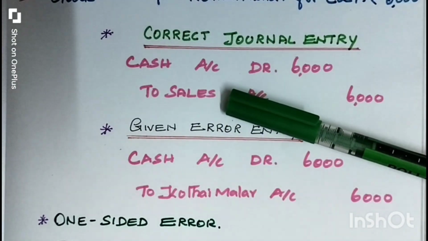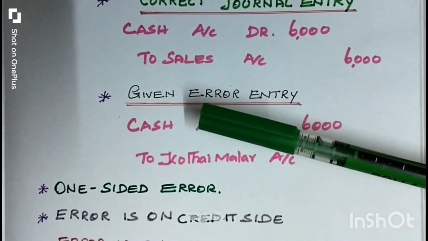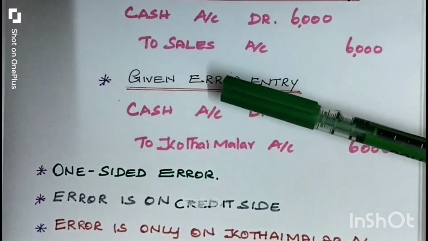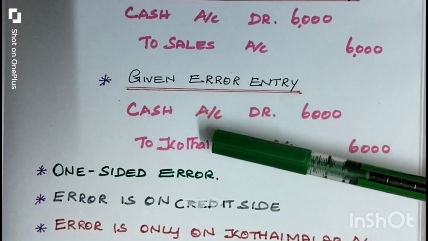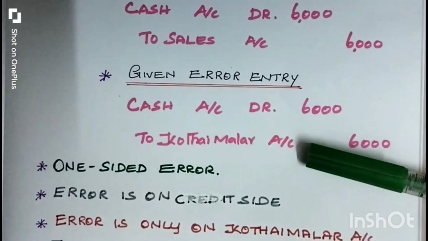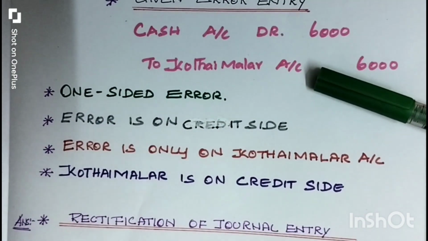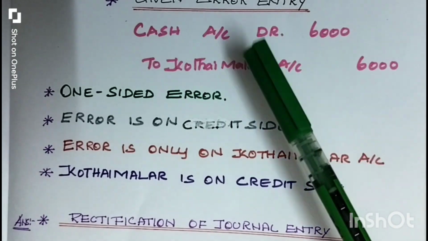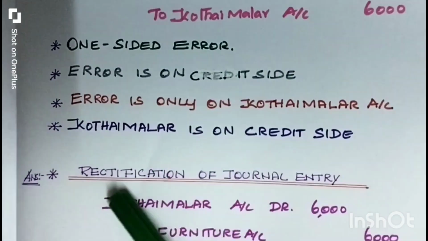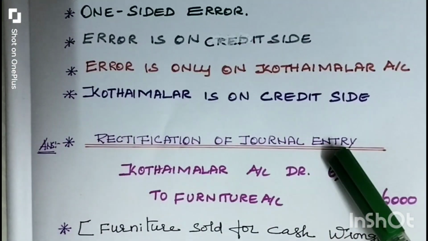So where is the error? The error is on the credit side. It is a one-sided error, right? So which account is the error? Of course, the Kodai Malar account is the error. Where is the Kodai Malar account? It is on the credit side. So we found the error: it is on the credit side, a one-sided error, and the Kodai Malar account is the error. Now we can prepare the rectification of the journal entry.